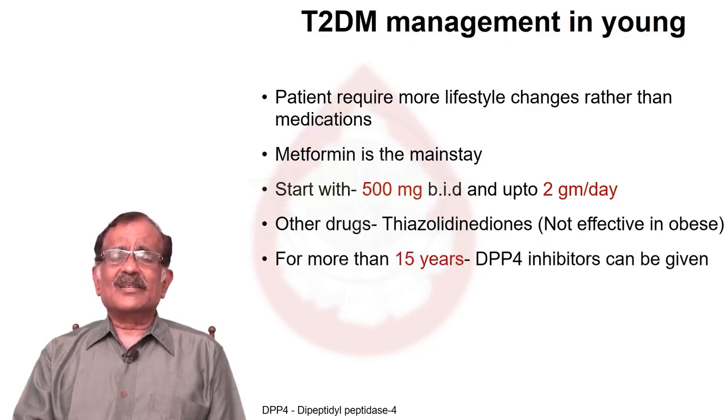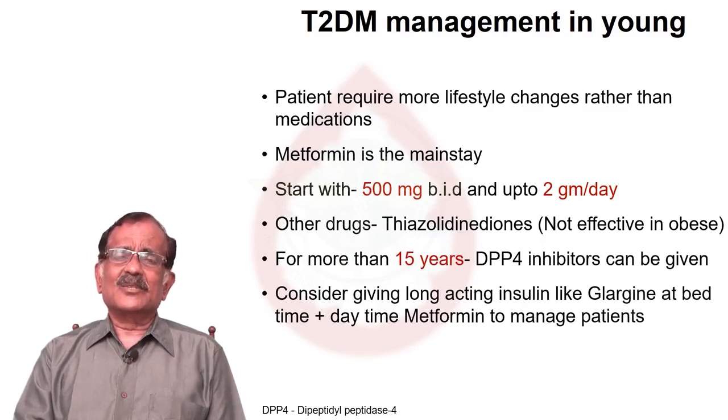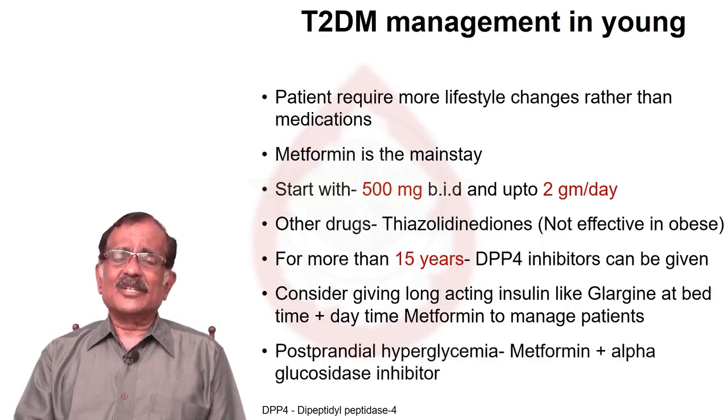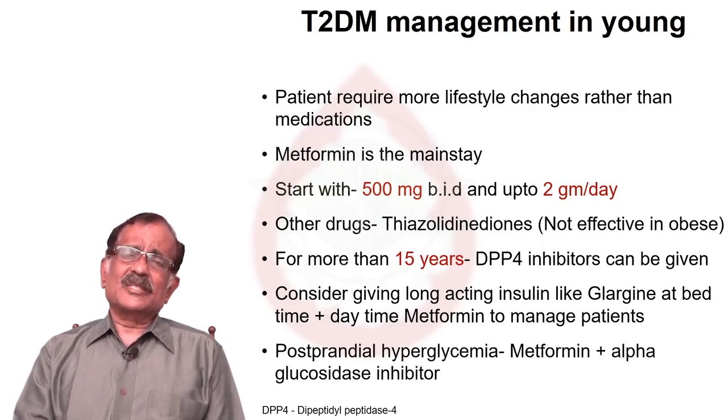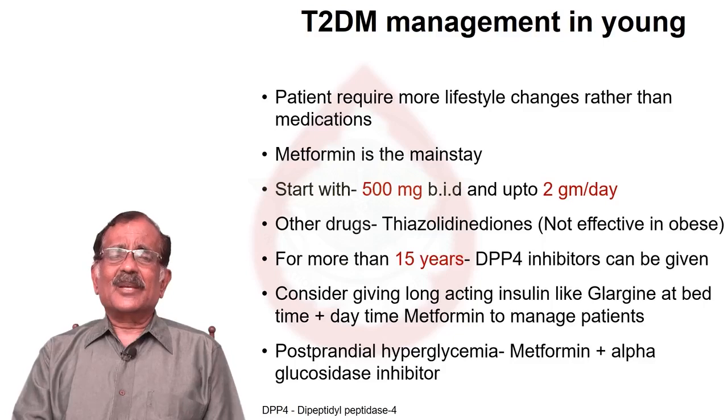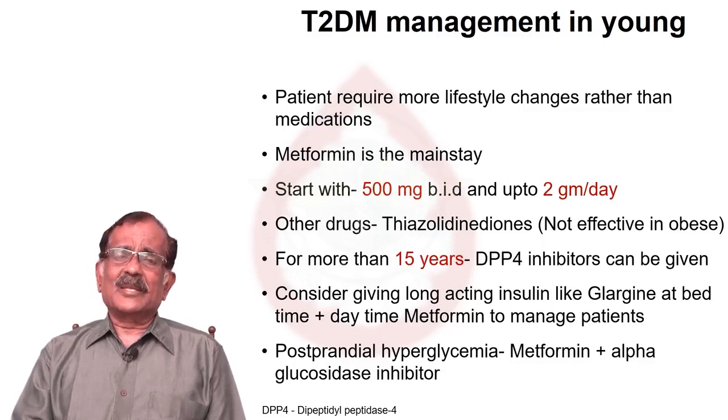Then the other thing is to consider giving a long-acting insulin analog like glargine at bedtime plus daytime metformin. You may be able to manage a good number of patients. The other thing, if postprandial hyperglycemia is a factor in these patients, there may be a place for giving an alpha glucosidase inhibitor, adding on to the metformin therapy, so that the postprandial spikes can be controlled. So all said and done, type 2 diabetes in the young is managed mainly with metformin and lifestyle changes, and or other drugs like DPP-4 inhibitors or alpha glucosidase inhibitors, plus or minus basal insulin in the form of glargine insulin, one shot at night.